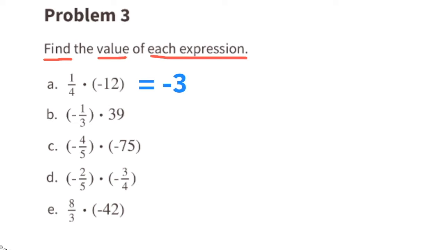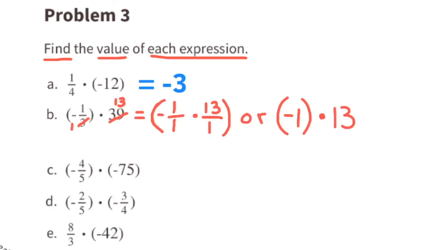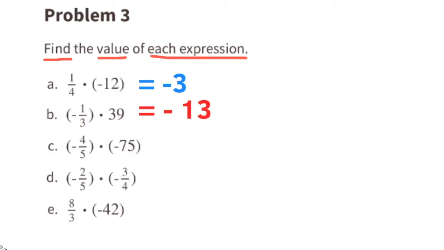B. Negative 1/3 times 39. This is a negative times a positive, so we know the answer is going to be a negative. And 1/3 of 39 is 13, or 39 divided by 3 is 13. So negative 1/3 of 39 is negative 13.